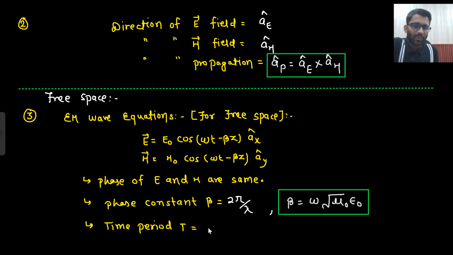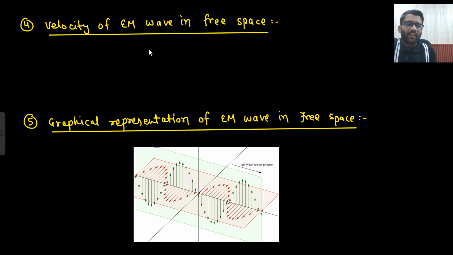What is the time period? 2 pi by omega. Time period is 2 pi by omega, right? Omega will be given, so you can find the time period as 2 pi by omega. That is the time period of the EM wave, with which it is traveling. Velocity, how is velocity defined? Velocity is defined as Vp equals omega by beta, phase velocity we are calculating. What is the value of beta?